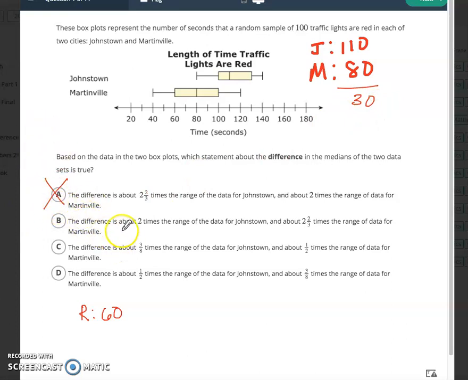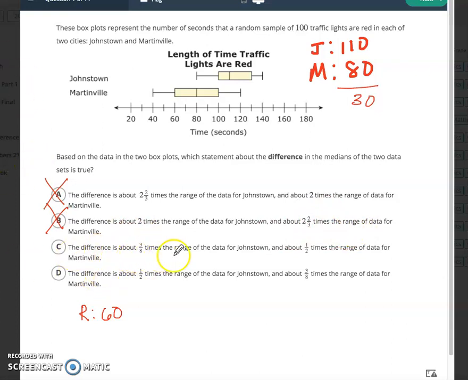Let's look at B. The difference is about 2 times the range of the data for Johnstown. So let's look at again, the range for Johnstown is 60. So this is not 2 times 60. So no, that means this can't be true either. Again, we don't have to look at the second part of it. If one part's not true, then the whole thing can't be true.